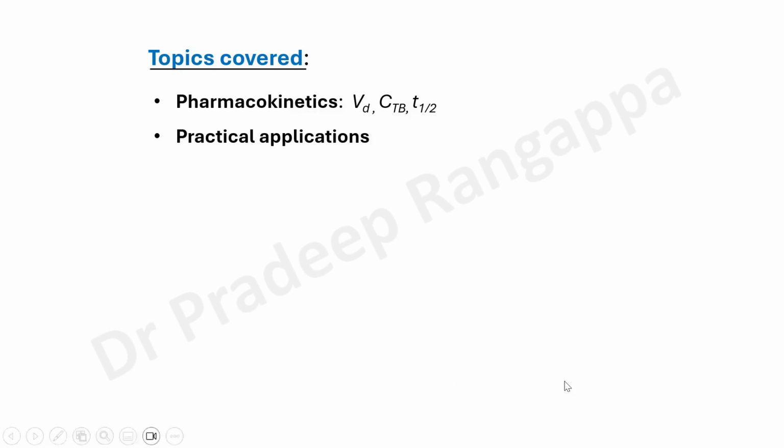VD is volume of distribution, and CTB is the total body concentration, and this is the half-life. Even in half-life, there are three half-lives: a distribution half-life, an elimination half-life, and a general half-life. I won't be talking in detail; there's another video you can look into for all that.